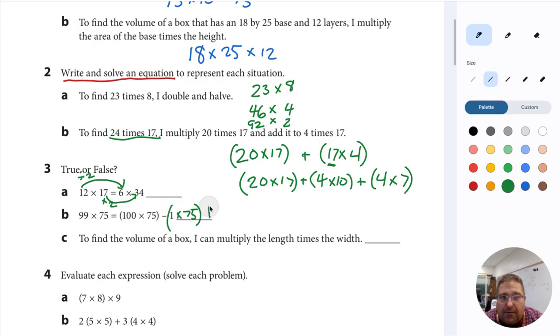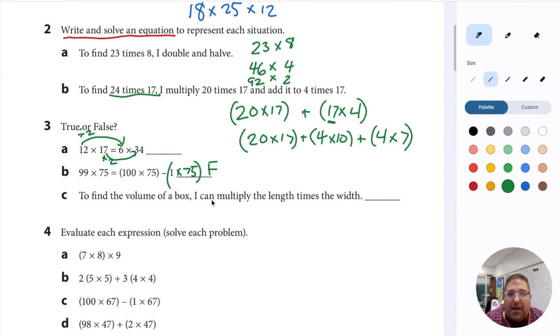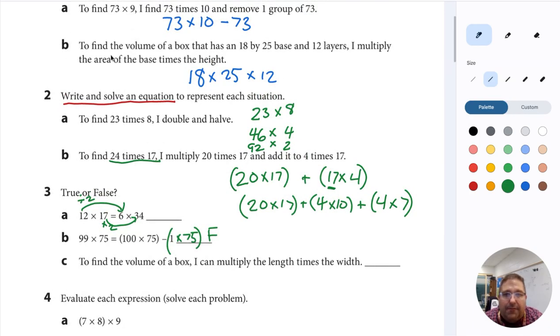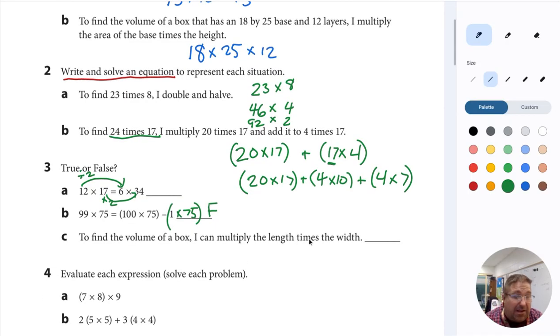But again, gotta make sure that we're doing that correctly there. Up next, to find the volume of a box, I can multiply the length times the width. Now, if we go back up to letter B here, volume, we have to have 3 dimensions, right? Length, width, and height. So, if I only have the length and the width, is that going to give me the volume? Nope. That'll give me the base, but then I need to multiply. So, we need to have 3 numbers to find the volume. Okay, so something like that.